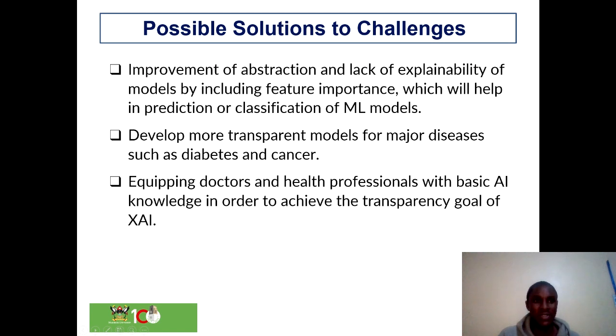So some of the possible solutions they suggested included improvement of abstraction and lack of explainability of models by including feature importance, which would help in prediction of classification of ML models, and also developing more transparent models for major diseases such as diabetes and cancer, and then equipping doctors and health professionals with basic AI knowledge. This way it would be easier to achieve transparency, as these professionals will be in a better position to come up with more sophisticated interpretation, probably, of causations or model explanations.